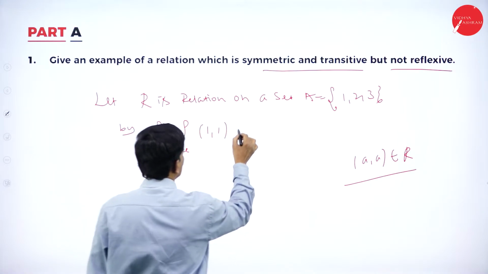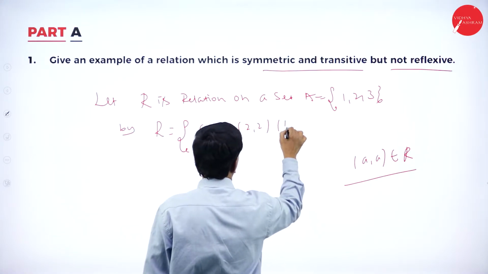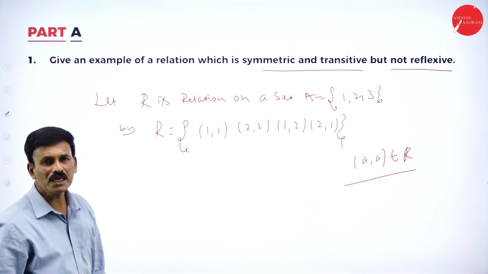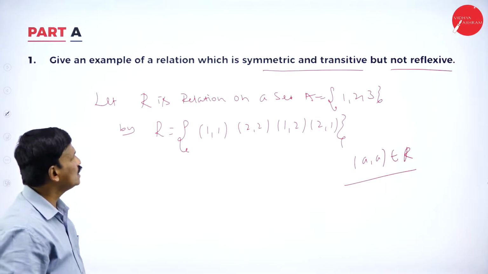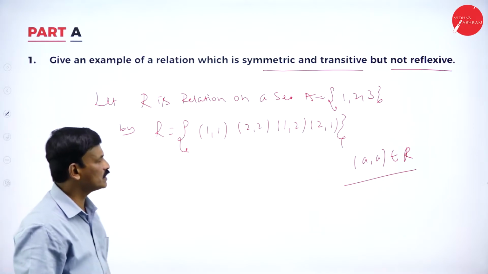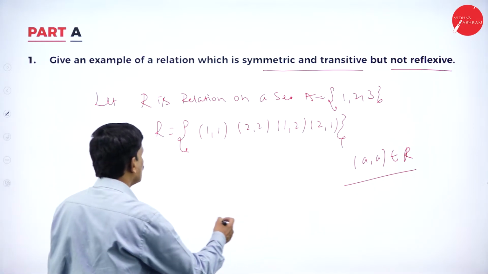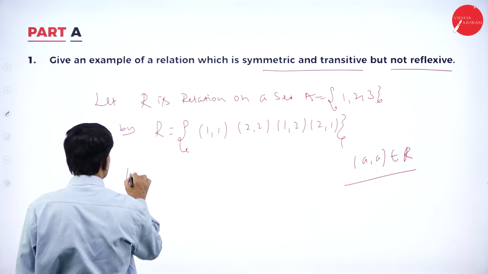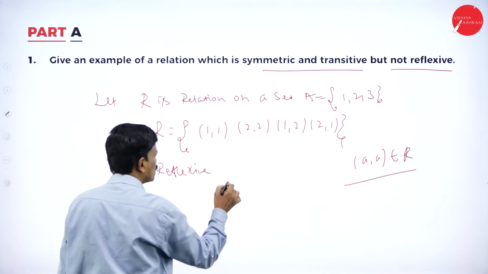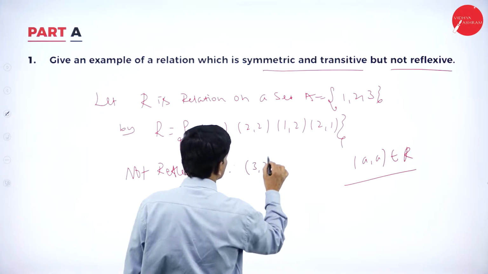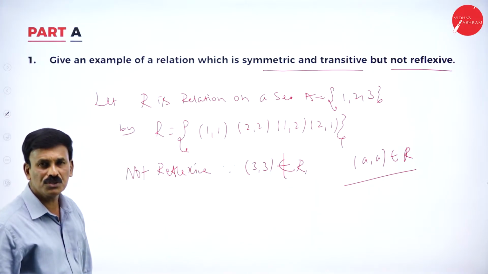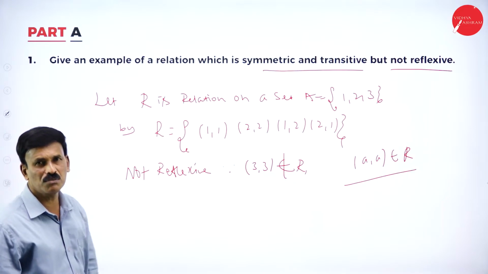The relation R = {(1,1), (2,2), (1,2), (2,1)}. This is the relation: let us define a relation R on the set A = {1, 2, 3} by R = {(1,1), (2,2), (1,2), (2,1)}. Clearly, this is not reflexive because (3,3) does not belong to R. (1,1) is there, (2,2) is there, but (3,3) does not belong to R.